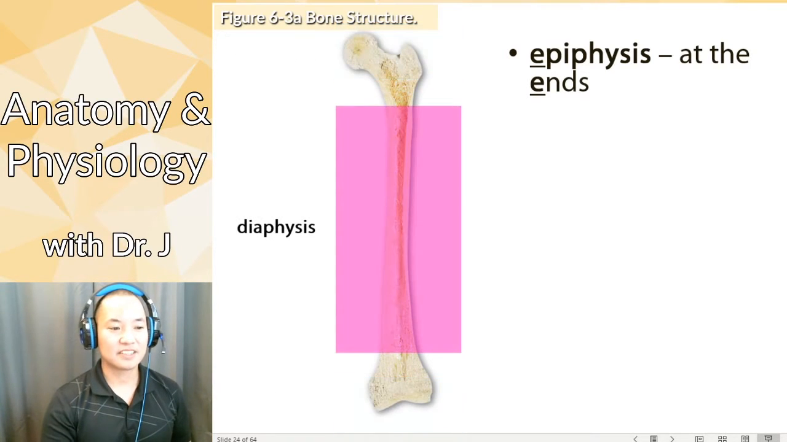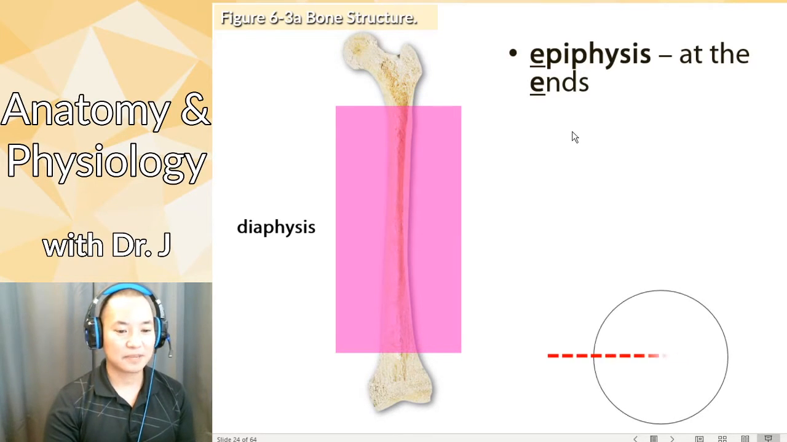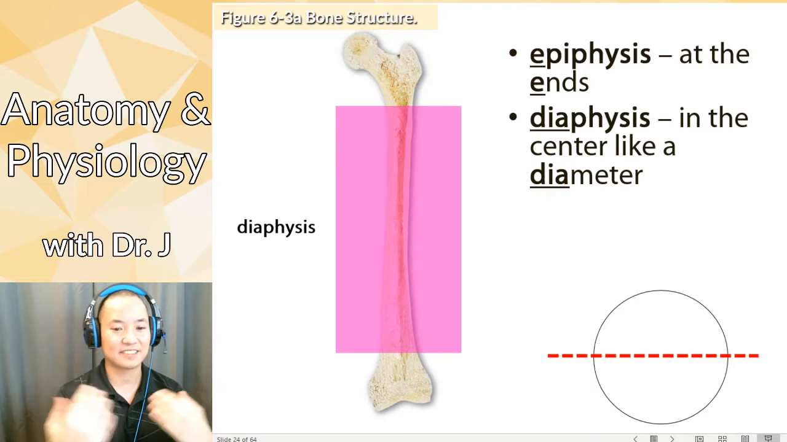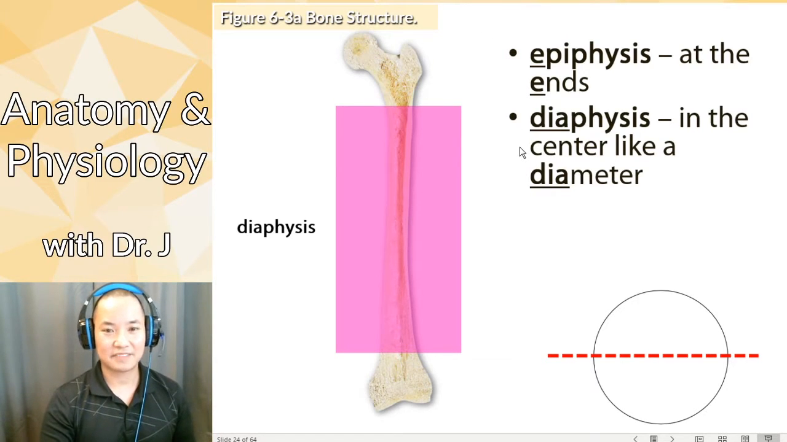Now you have something called a diaphysis. This refers to the central part of a long bone. So here's a little flashback to maybe ninth grade geometry. What do you call this line right here? This red line. You call this red line a diameter, right? It goes straight through the center. So this is the way I like to think of it. Diaphysis is in the center like a diameter. That's how I remember where diaphysis is: central, like a diameter.